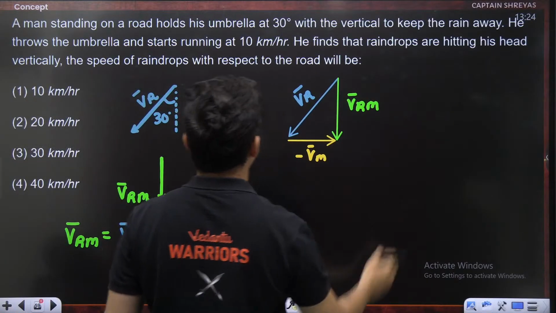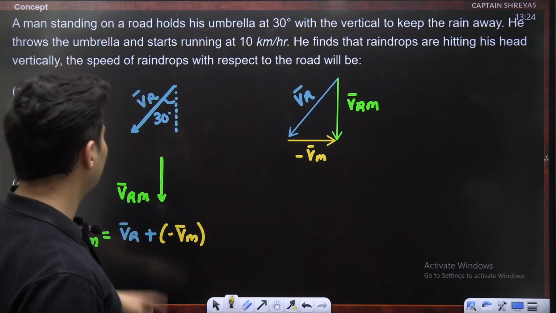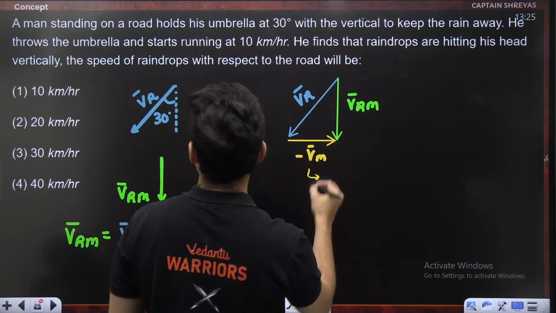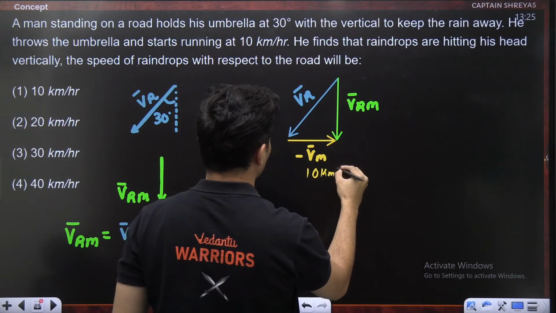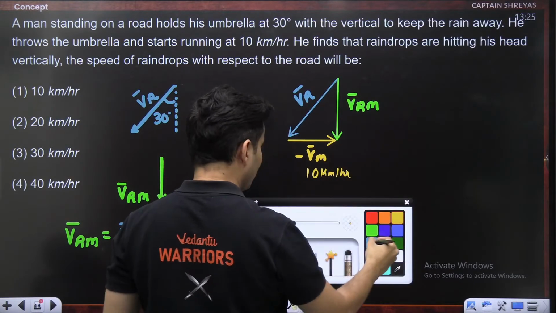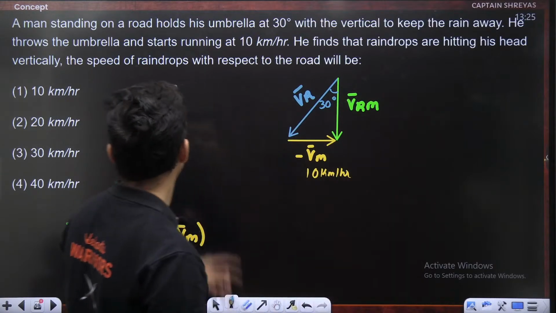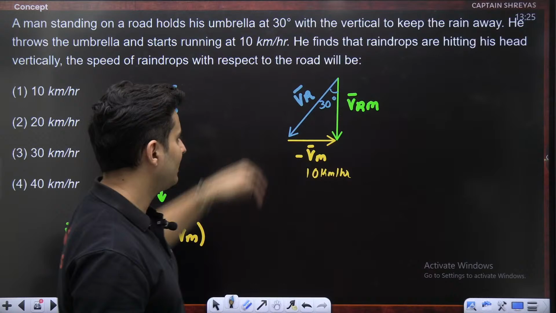Yep. So the question is, he finds the raindrops are hitting vertically and the person's speed is also given to us. What is the person's speed? 10 kilometers per hour. Also, one more thing given to us. This is 30 degrees. Question is the speed of the raindrops with respect to the road. That means VR is asked.